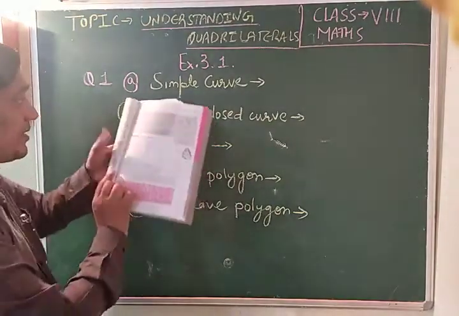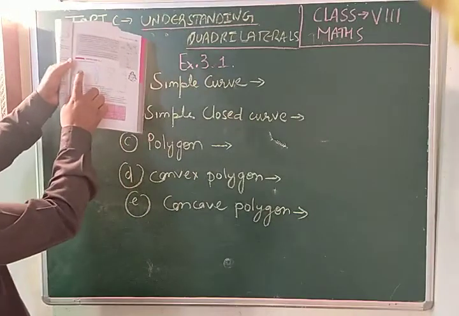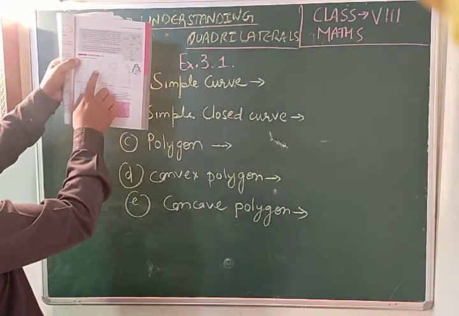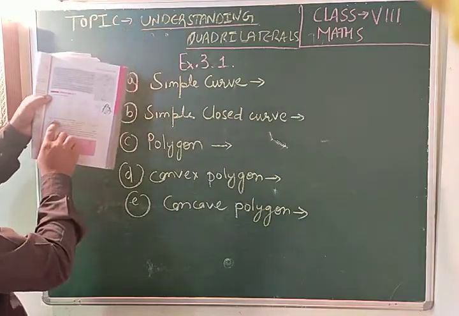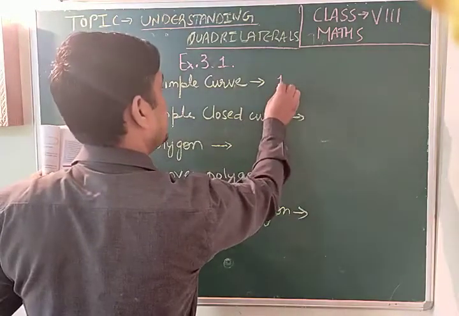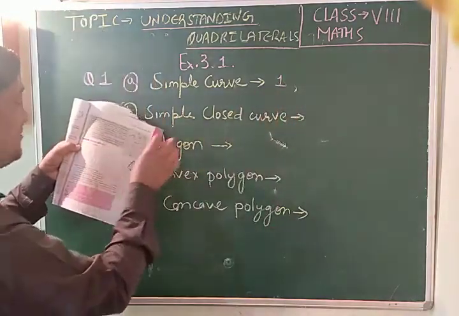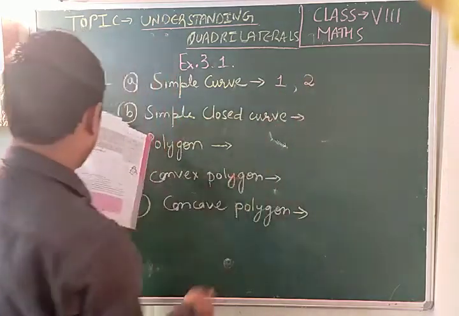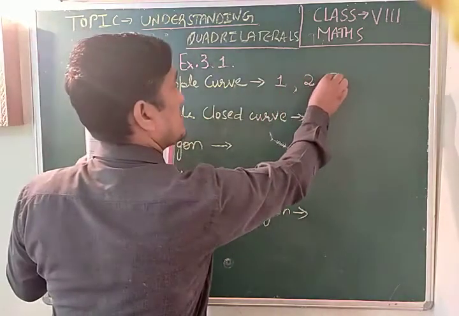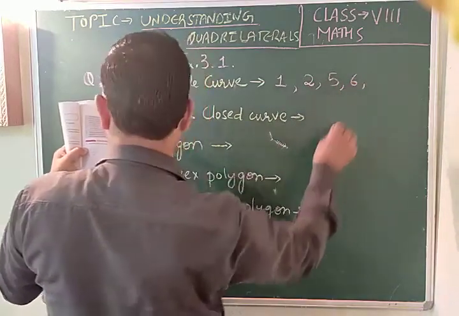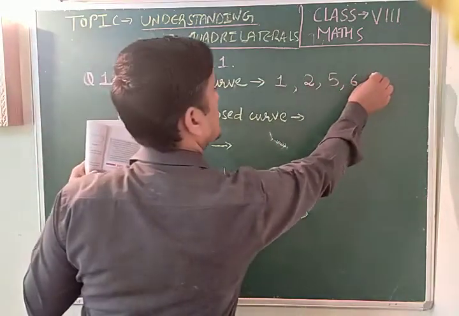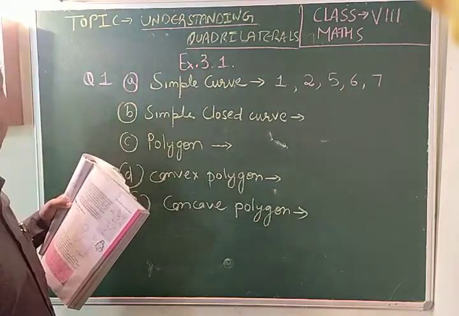Children, so look, this is first figure, second, third and so on. So tell me, simple curves are what? Here first is simple curve, first figure is simple curve, second is also simple curve, 5 is also simple curve, sixth one is also simple curve and the last seventh figure is also simple curve.